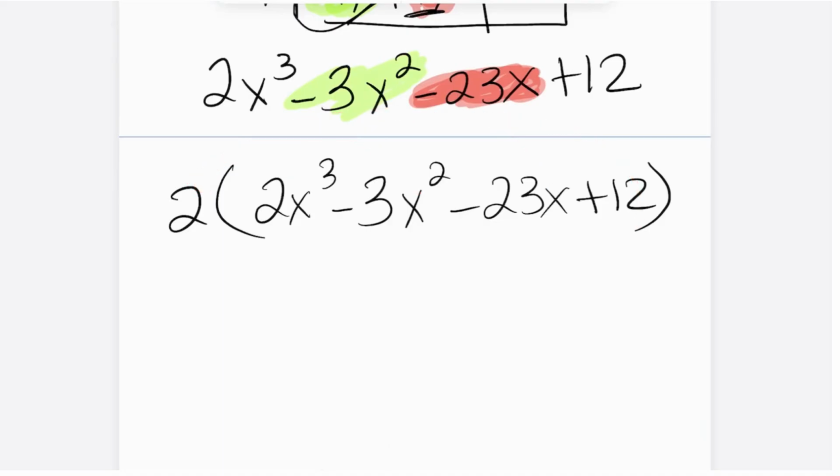So let's do the first one. 2 times 2 gives us 4. So we have 4x cubed. 2 times negative 3 gives me negative 6x squared.